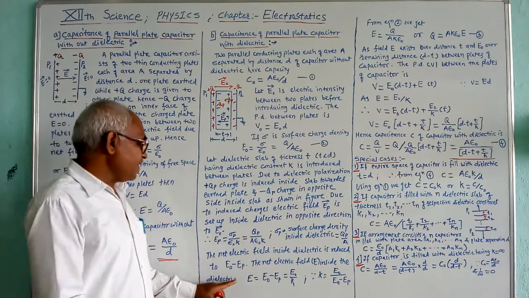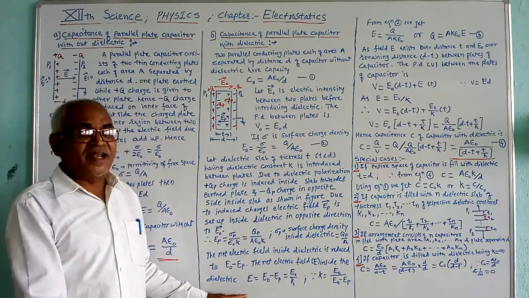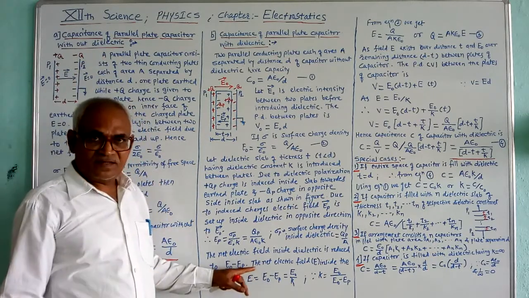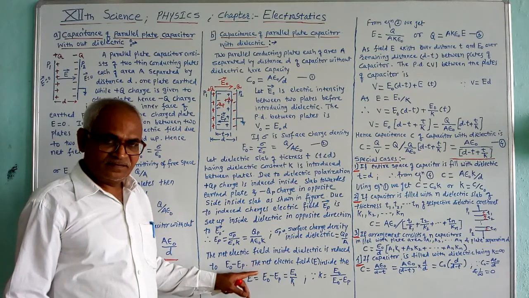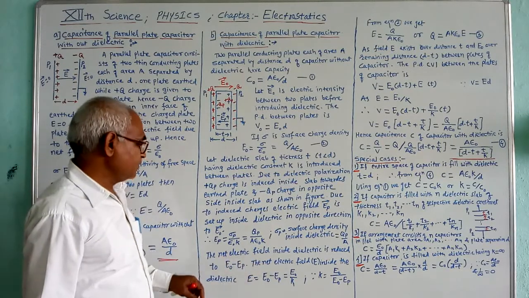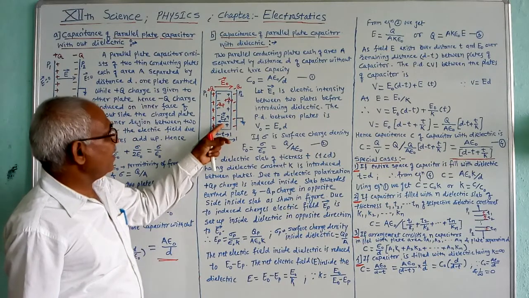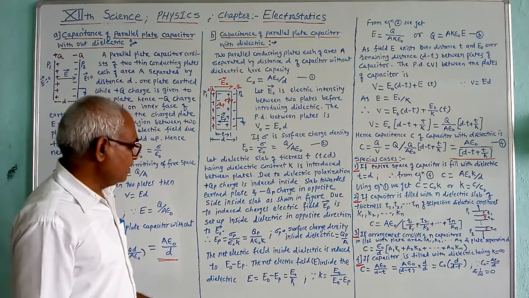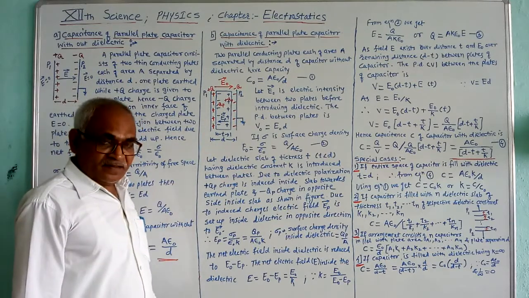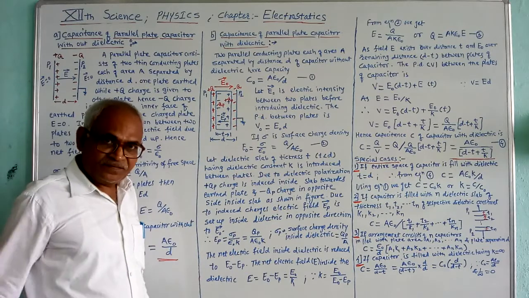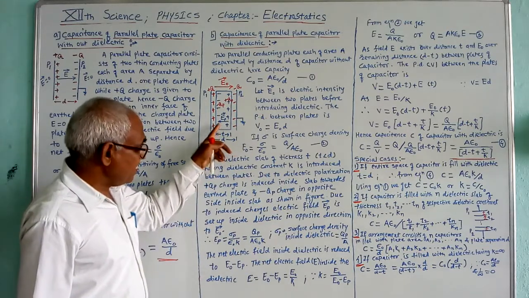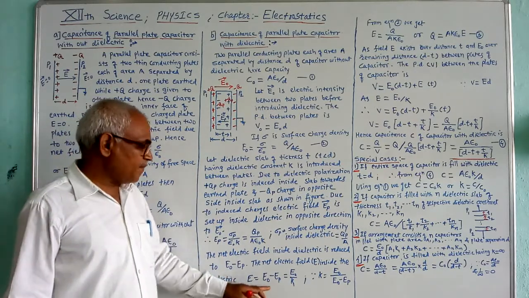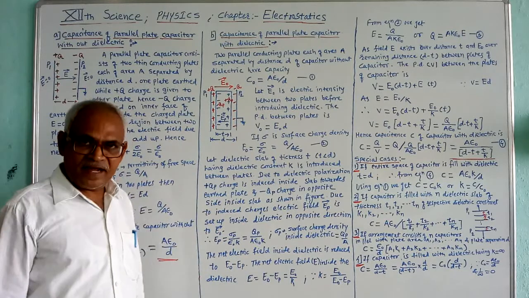Now if E is the net electric intensity inside the dielectric after polarization of the dielectric, then as EP and E0 inside the dielectric are in opposite directions, the electric intensity inside the dielectric is reduced, and the net electric intensity inside the dielectric E is equal to E0 minus EP, because E0 and EP are in opposite directions inside the dielectric.